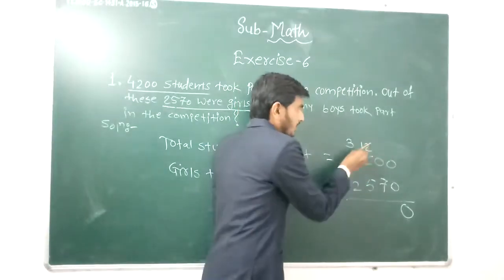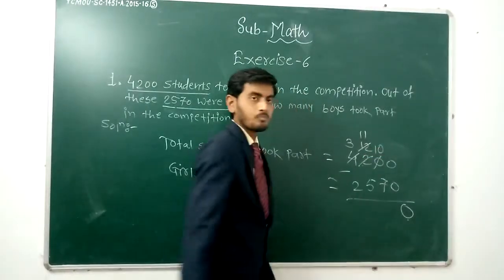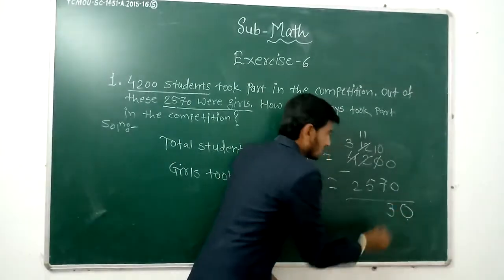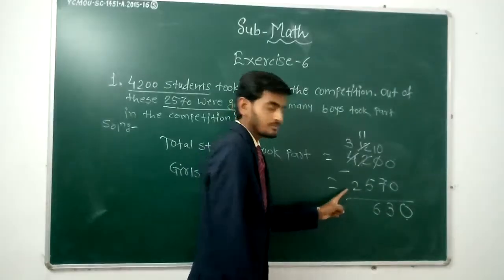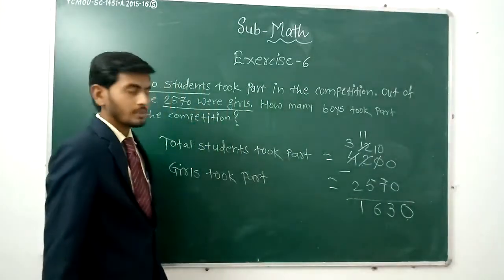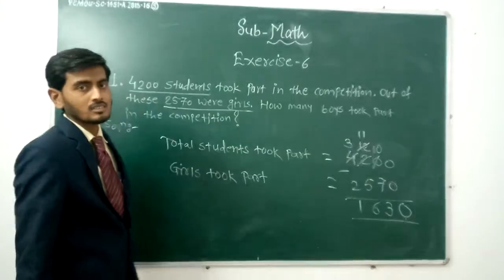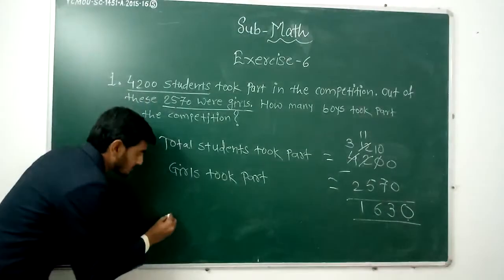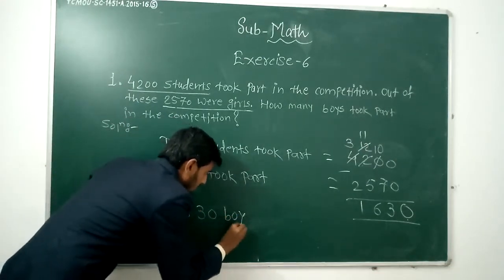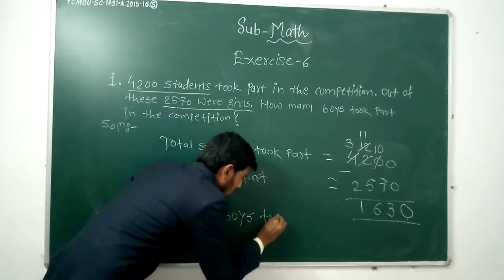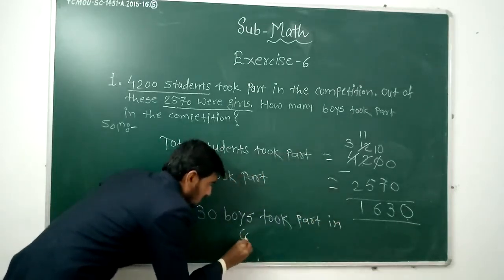That's why we also take 1 from this 12. Means here number is 11 and here number is 10. So 10 minus 7, 3. 11 minus 5, 6. 3 minus 2, 1. Means total boys who took part in competition is 1630. So write down here your answer: 1630 boys took part in competition.